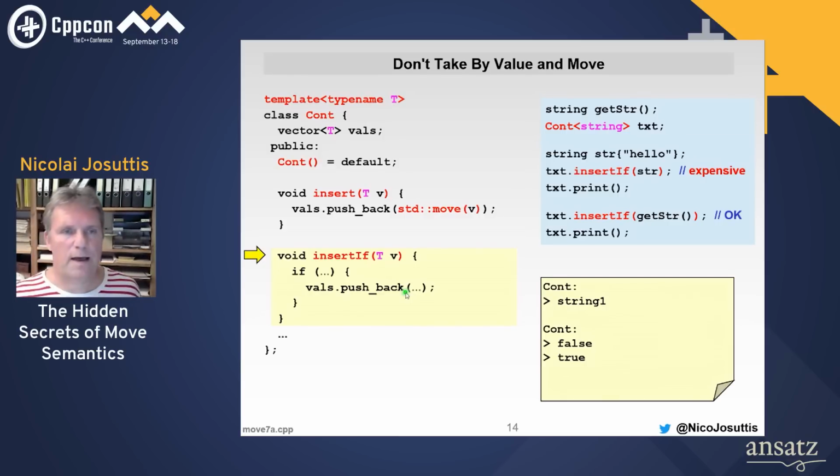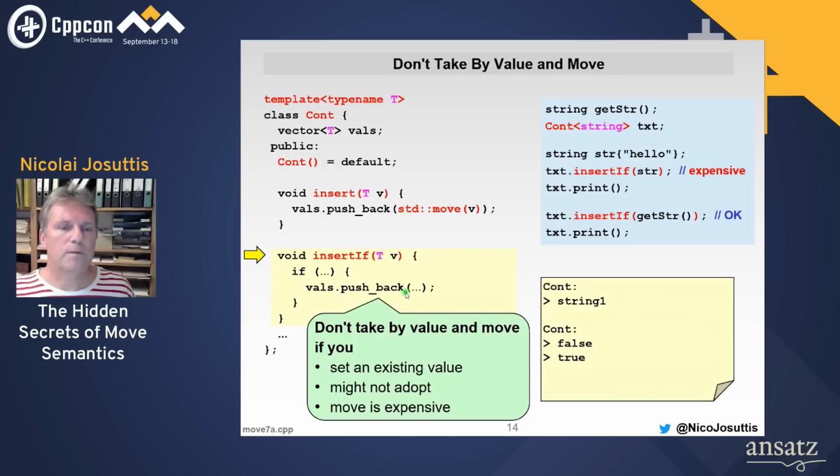So what could we do instead? Well, first of all, I should say, don't take by value and move if you set an existing value. You have already memory for this value, so setters should not use this technique. Inserters could, but conditional inserters should not. You might not, like here, adopt the value. And if move is expensive, so if your object has a std::array of 1,000 doubles, that could be a problem, at least from a performance point of view.